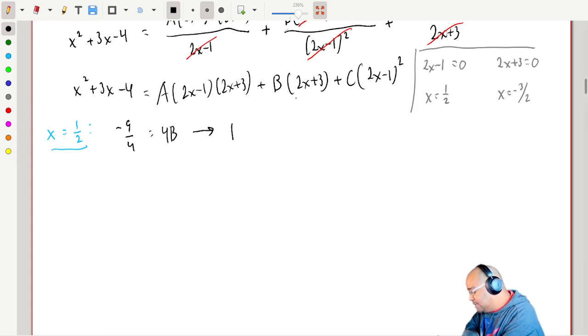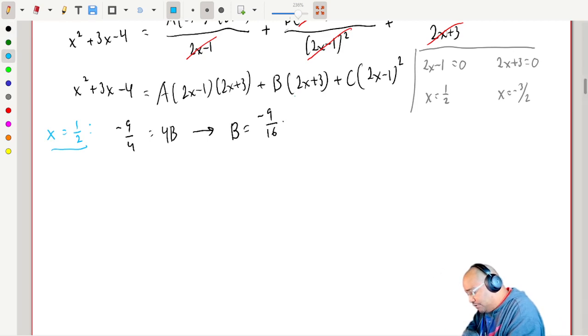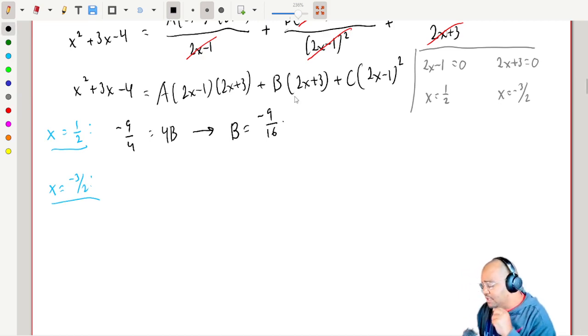And when I divide both sides by b, I get that b is equal to minus 9 over 16. Okay, so that's straightforward enough. For the second clever x value, x equals minus 3 over 2, that means all of the 2x plus 3 factors will go away. And this will leave me with an equation in C.